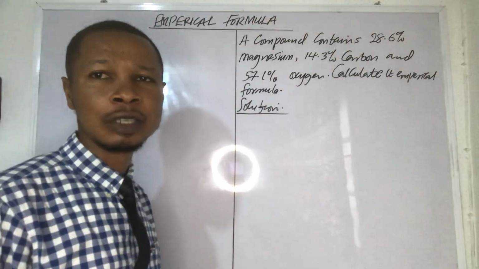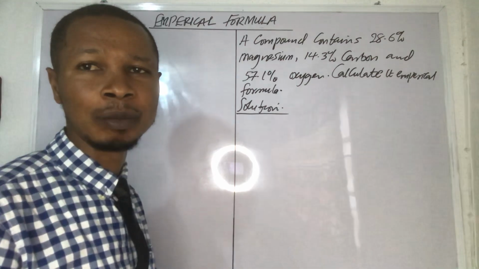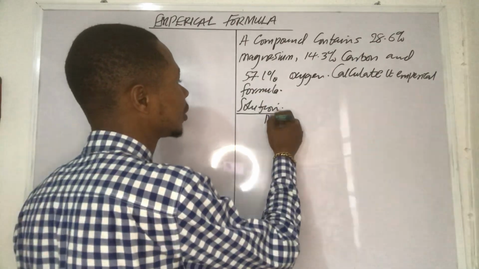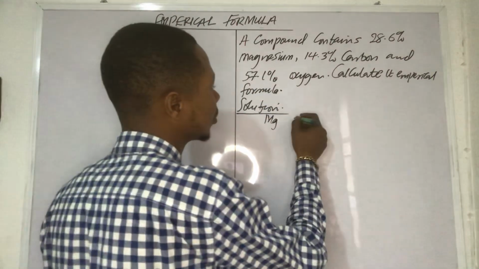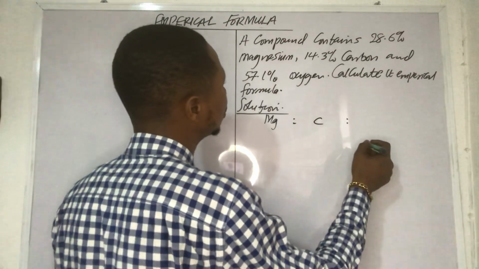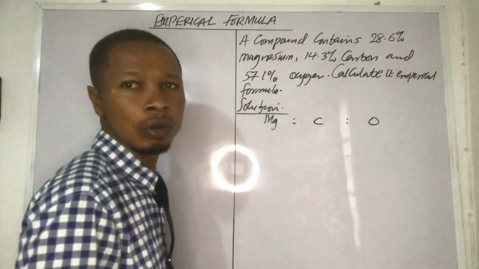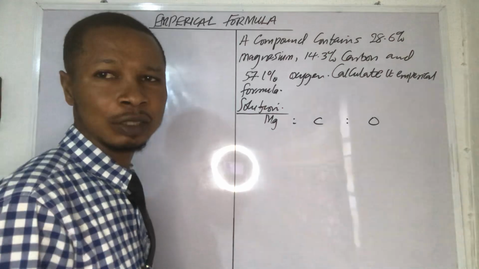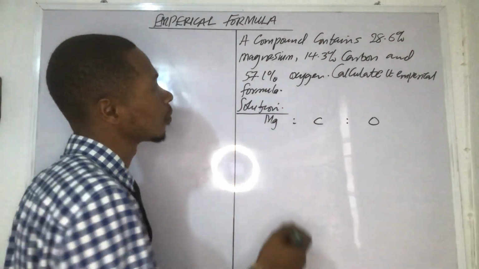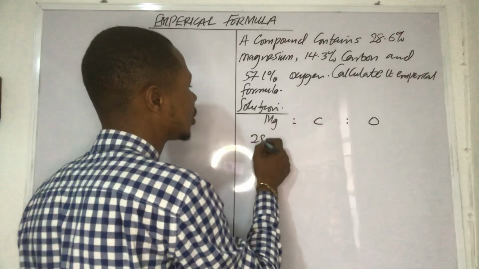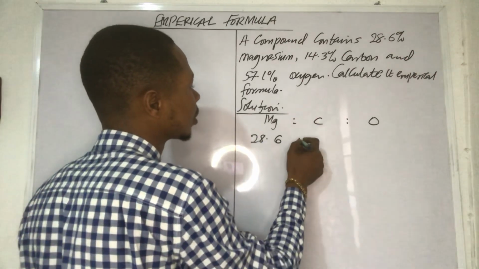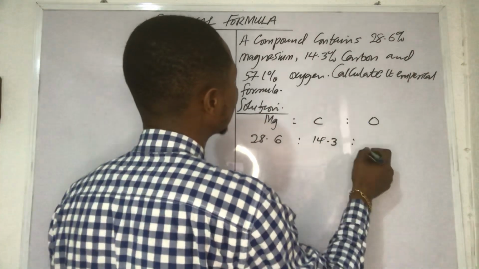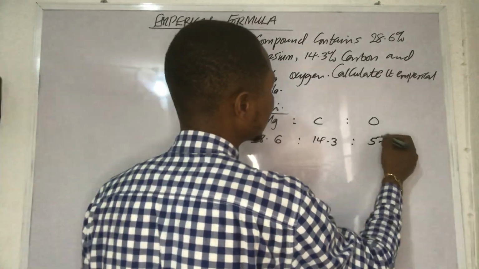The first step is to write the symbol of the element. You have magnesium, that's Mg. Carbon is C. Oxygen is O. Then write their percentage composition that you are given. Magnesium is 28.6, carbon is 14.3, oxygen is 57.1.